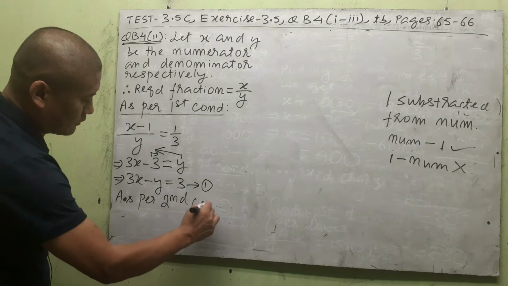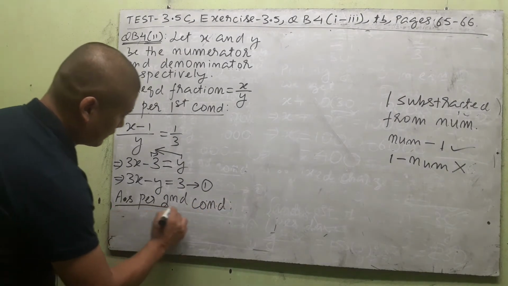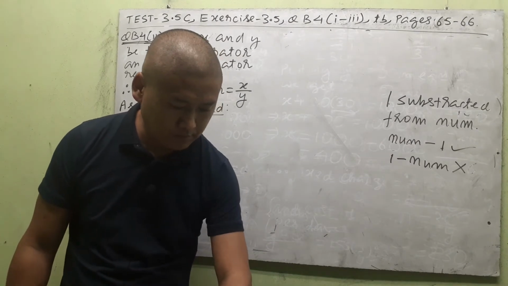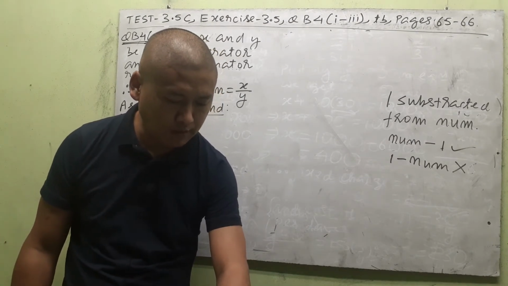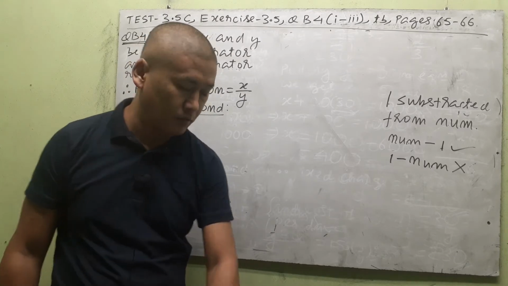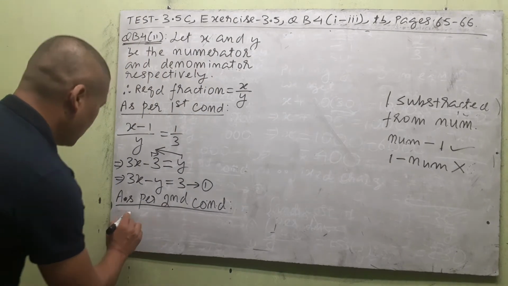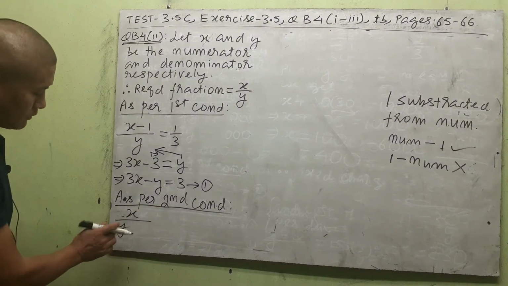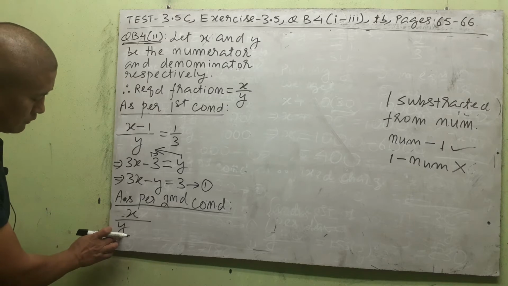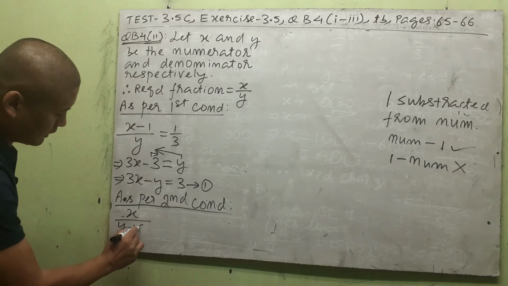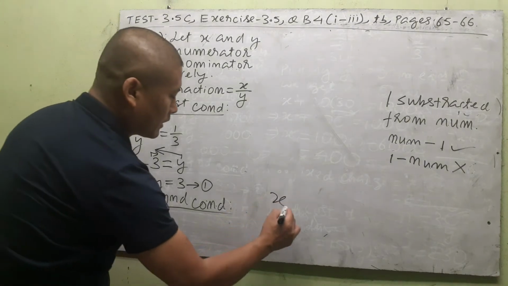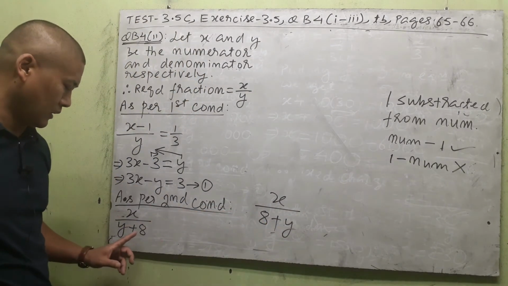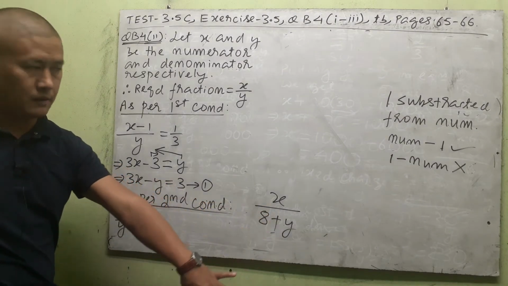Now, as per the second condition of the question, let us see what the question is saying next. And then it becomes 1 by 4 when 8 is added to its denominator. So x by y, where the upper is the numerator and the lower y is the denominator, and 8 is added to the denominator, so y plus 8. Or even if you write x by 8 plus y, in addition it's okay, y plus 8 and 8 plus y are the same.